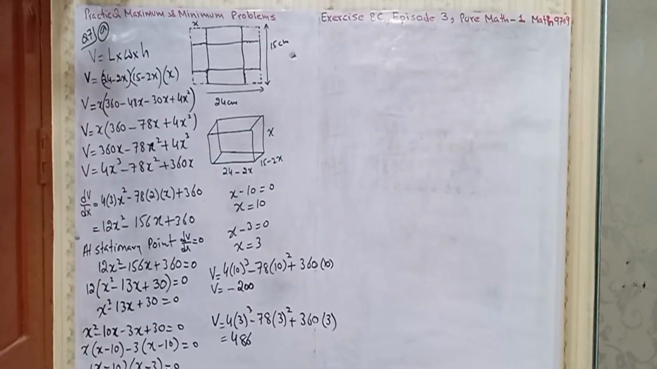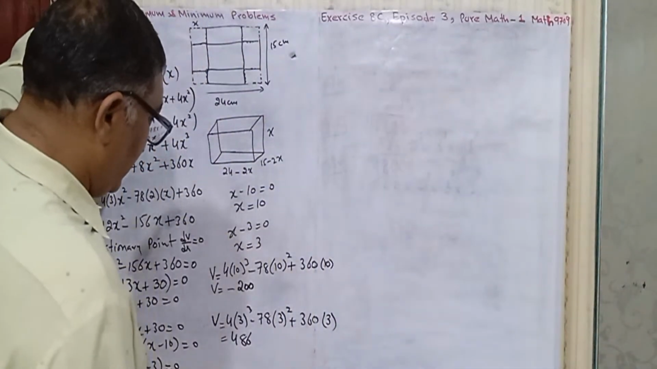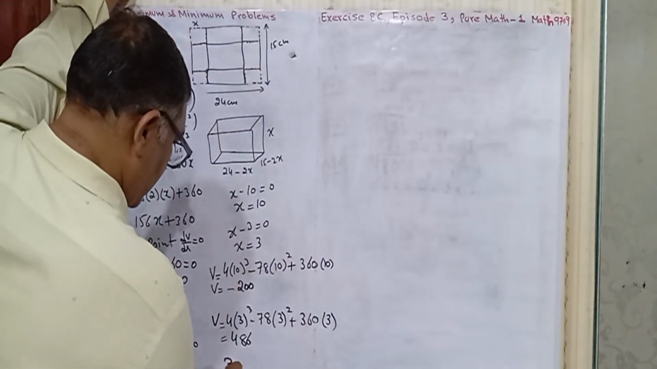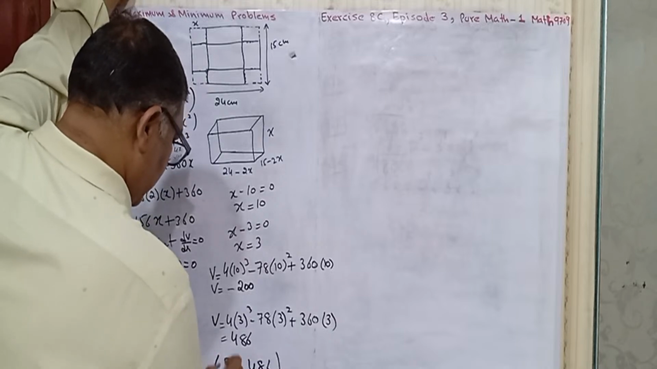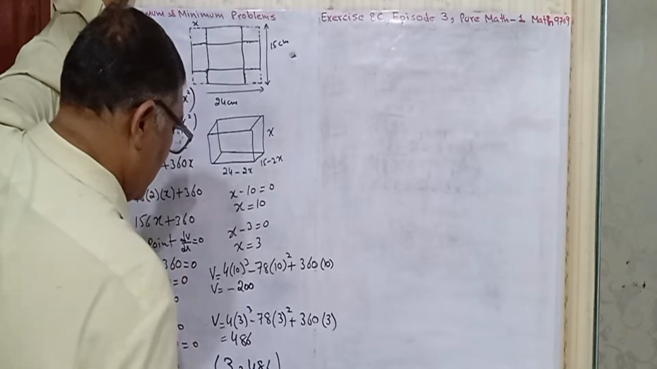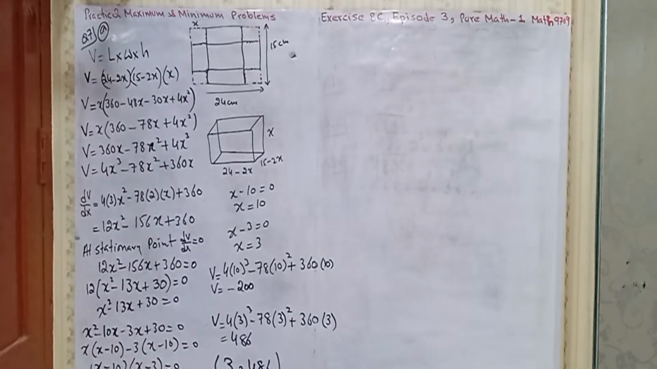Question number 7. The stationary point we are interested in is 3, 486. This is the value of x, and this is the value of the volume. What they want me to do was find the stationary value of V and the value of x for which this occurs. Then in the C part, determine the nature of this stationary value.